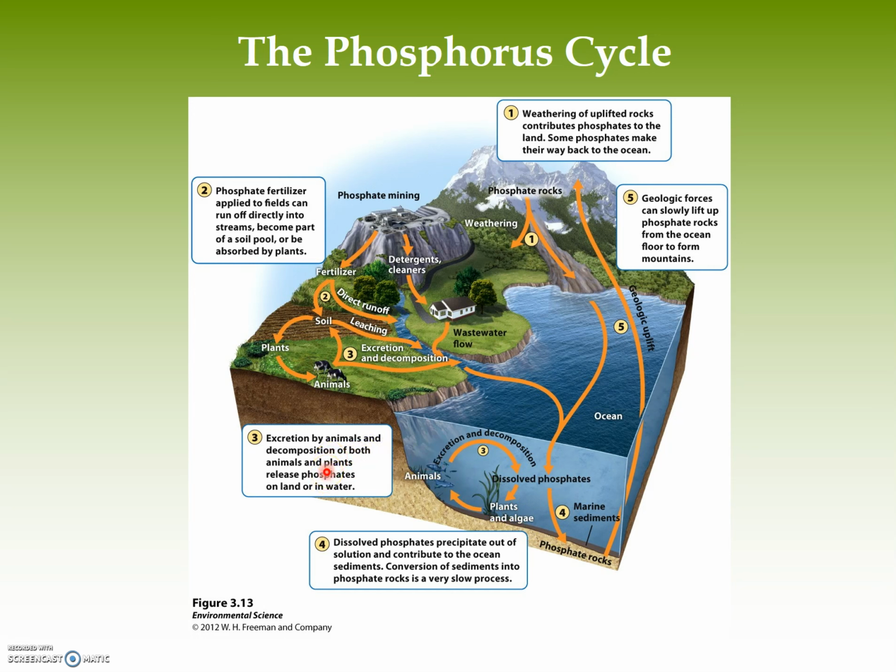Conversion of sediments into phosphate rocks is a very slow process, very similar to calcium carbonate being formed in the carbon cycle. And then five, making its way back up: geological forces can slowly lift up phosphate rocks from the ocean floor to form mountains, and then we will continue the cycle around and around. It's not as engaging of a cycle, and it's a much slower cycle, but it's very important because it's a key part of things that we need in the environment.